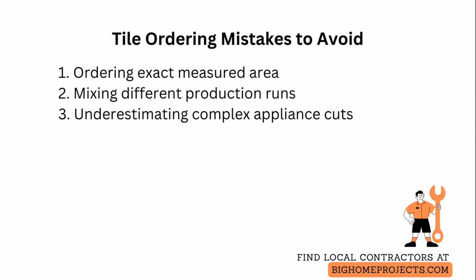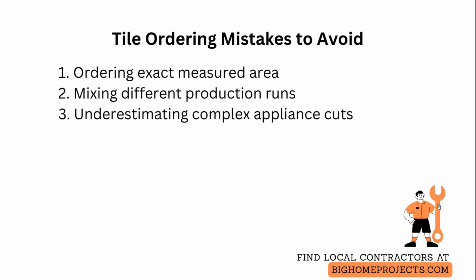Common mistakes include ordering exactly the measured area and running short mid-project, which you avoid by adding 10 to 15% and rounding up to full boxes. Using different production runs without confirming a color match, which you avoid by purchasing all needed tile at once or keeping store codes to track the lot.